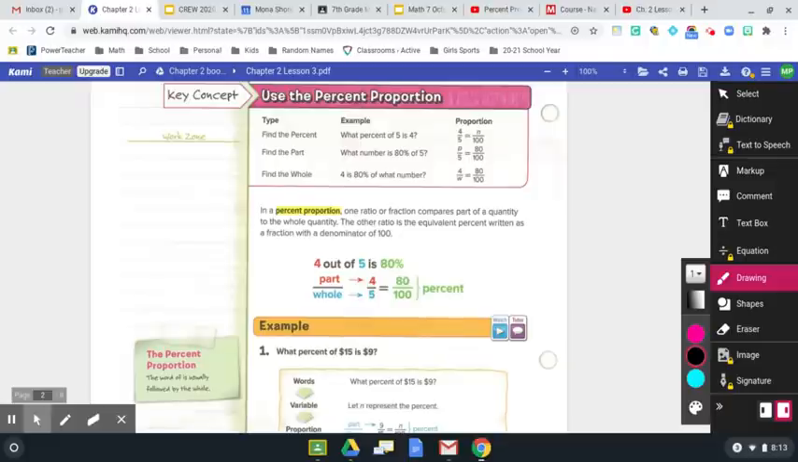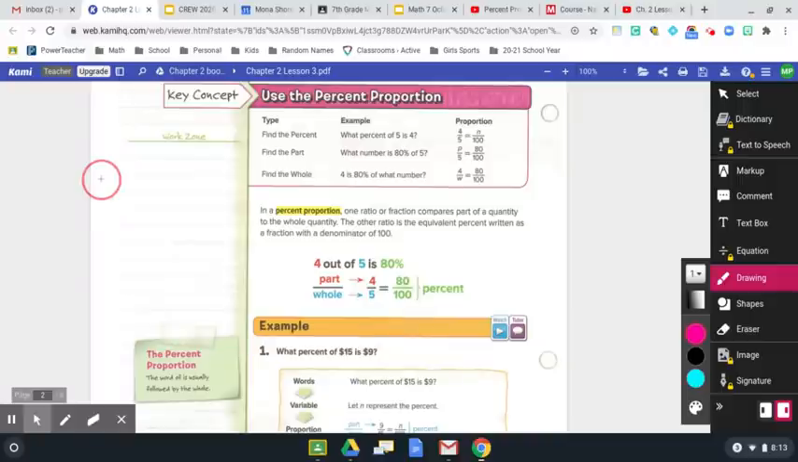So first thing I want you to note is at the very beginning, or at the top of this page, it says use the percent proportion and the different types you can come across. So he talked about in his video keywords that you see to help you set it up. So what we're going to do right now is talk about how the setup works.